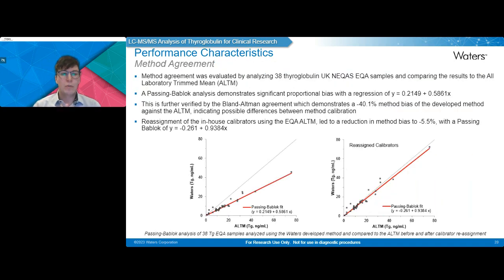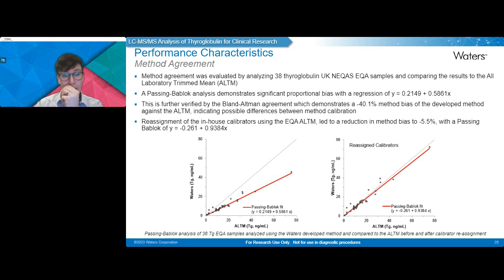Onto some method agreement assessments. So this is where it gets slightly more complicated. We looked at the method agreement compared to 38 thyroglobulin UK NEQAS EQA samples and compared that to the all laboratory trimmed mean, which use immunoassays. A Passing-Bablok analysis demonstrates there is some significant proportional bias associated with that analysis compared to them.